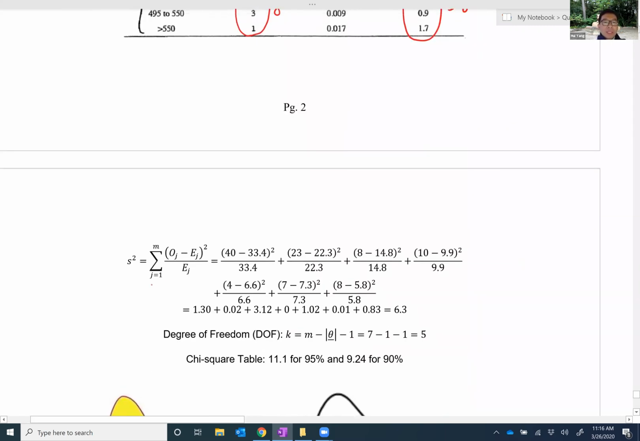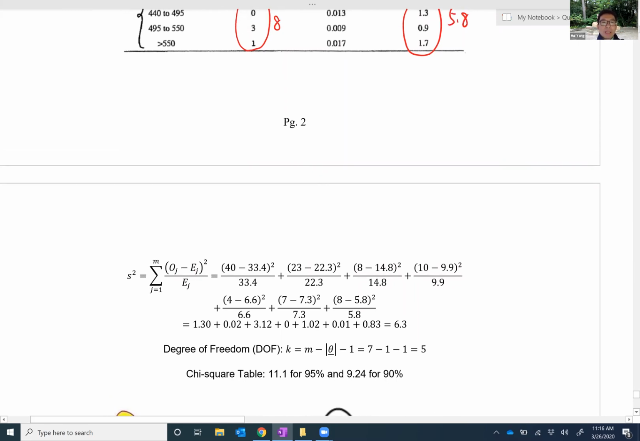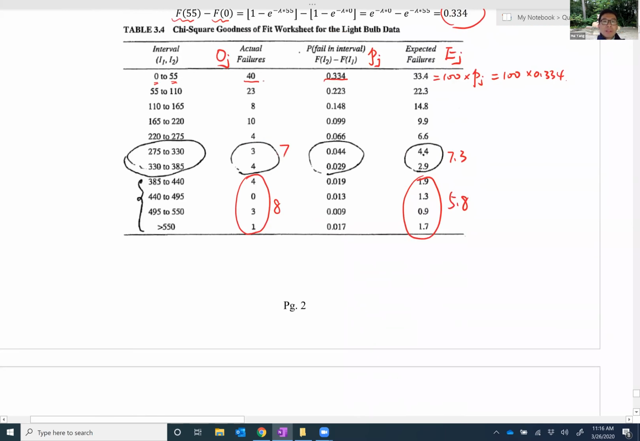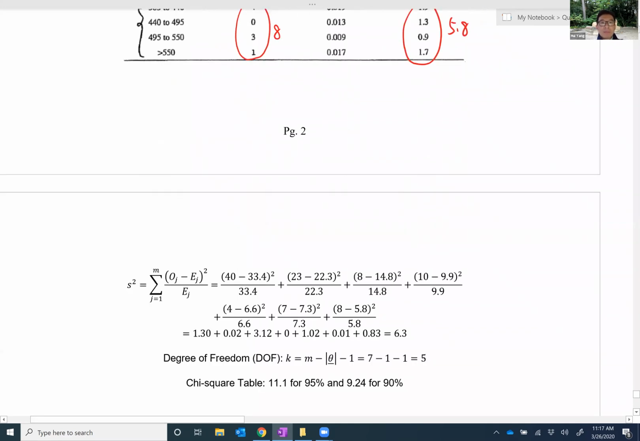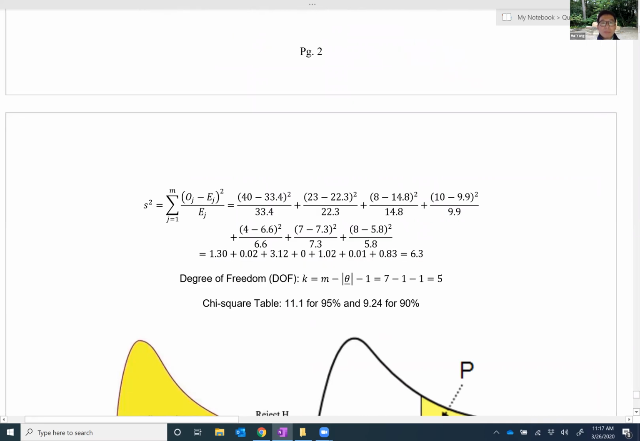S square equals the sum over J from 1 to M of OJ minus EJ, and M is the number of bins you have. How many bins do you have? This is bin 1, bin 2, bin 3, bin 4, bin 5, and then we combine this together. This is bin 6, and this is bin 7. So in total, we have six bins, okay?